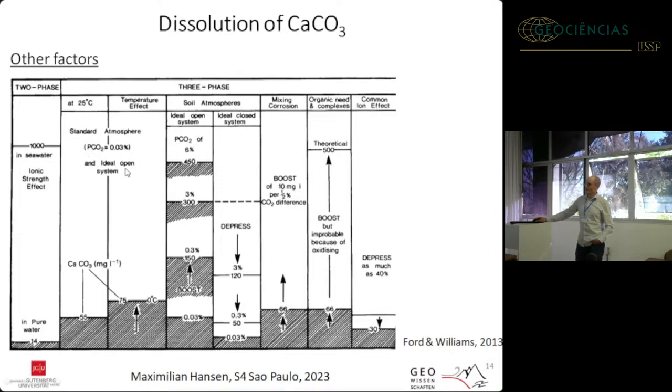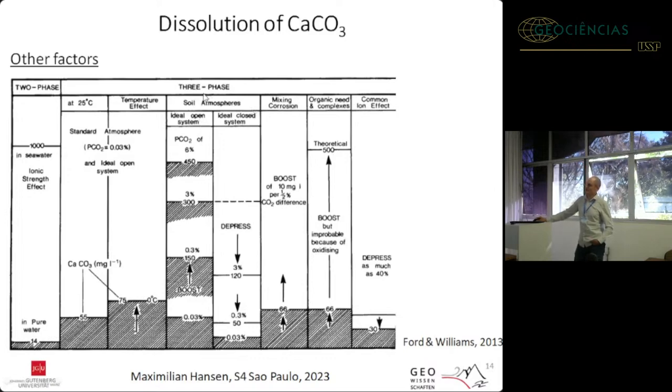from an ideal open system, so with a PCO2 of, this is again a bit of an old picture, because it's just 300 ppm, or like 3,000 ppm, like 0.03% of CO2. So the capacity to dissolve calcium carbonate would be 55 milligrams per liter at 25 degrees, and when you change the temperature, the capacity to dissolve calcium carbonate will increase. And this is what I basically talked about before.